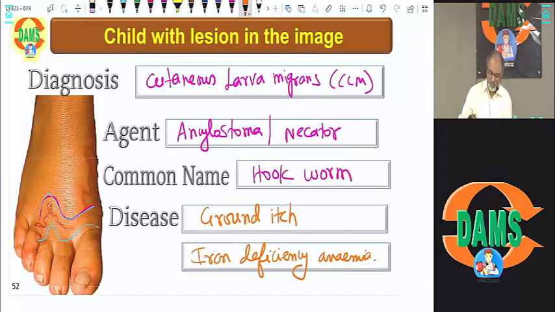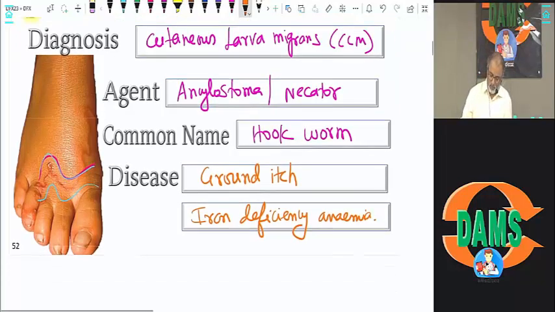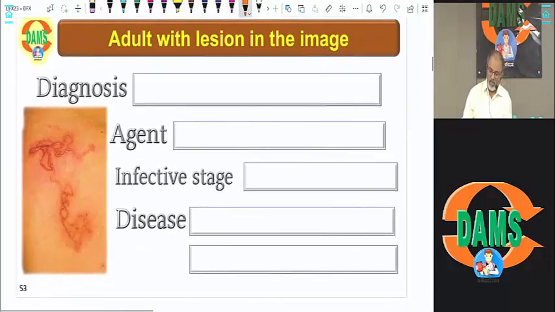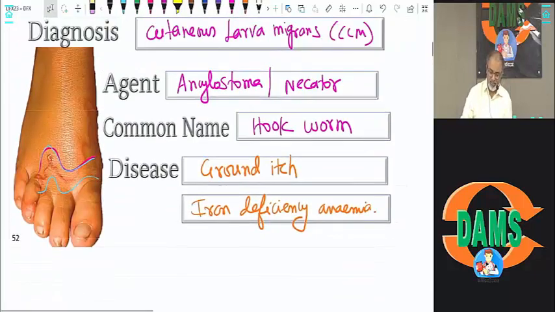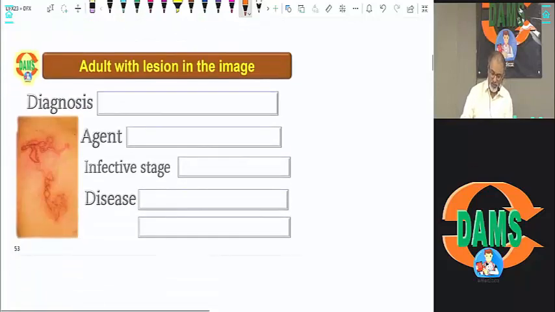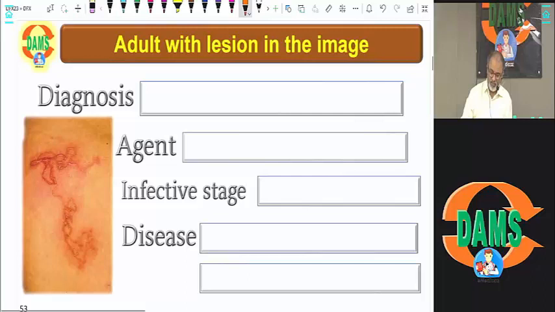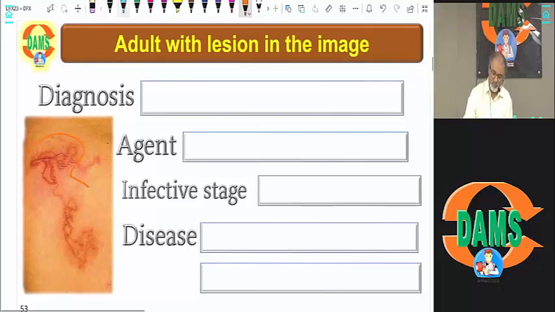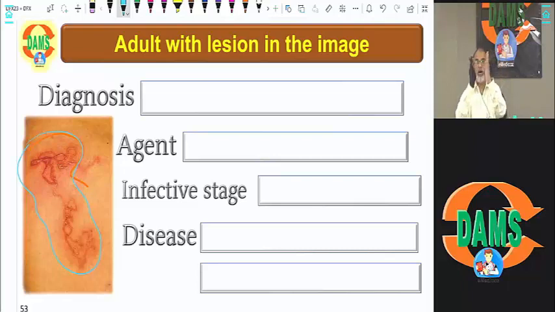Okay, next is an adult. See here, that is a child. Listen to me, this child, see the lesion. Next question, same thing, an adult with the same kind of lesions. See the lesion, it is a little wider, and here urticaria is present. This is called larva currens. No confusion between cutaneous larva migrans and larva currens.